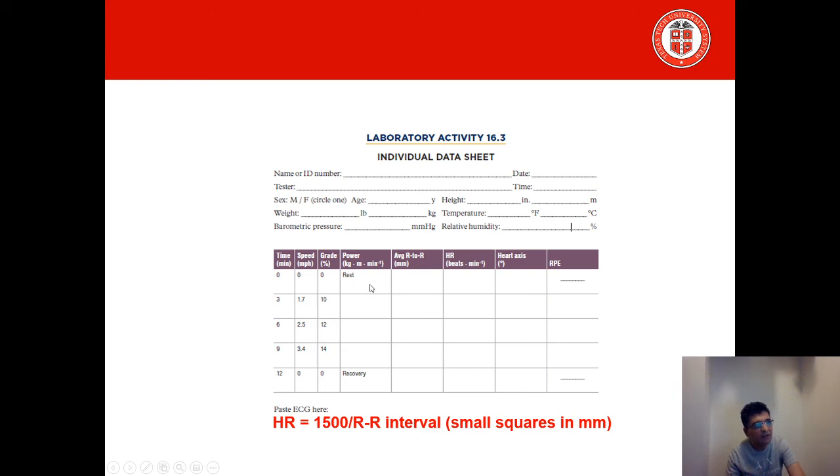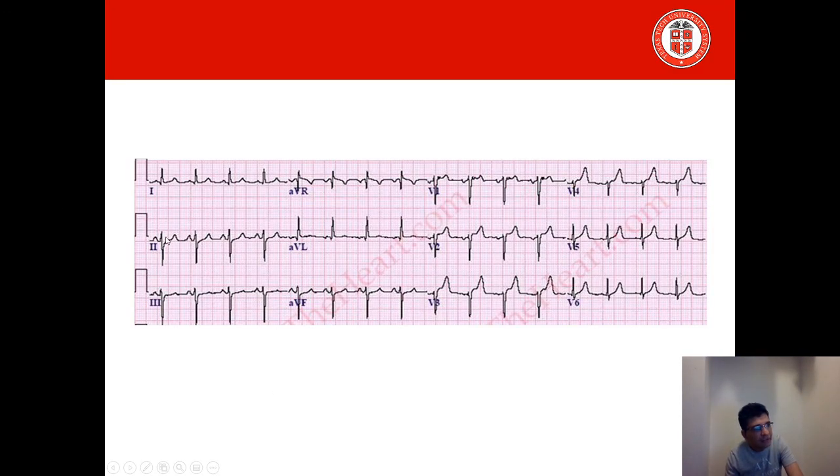So the idea is that I will print out hopefully 5 different ECGs, and you have to concentrate on lead 2 of every ECG and count. I'm repeating, please count in lead 2 ECG, whether it's the rest ECG, stage 1 ECG, stage 2, stage 3, or the recovery, the small squares between those two consecutive RR peaks. For example, if I'm counting it here, 1, 2, 3, 5, 8 plus 3, 8, 8 plus 5, 13, 14, 15, 16. So I have 16 small squares in this ECG between these two consecutive R wave peaks.